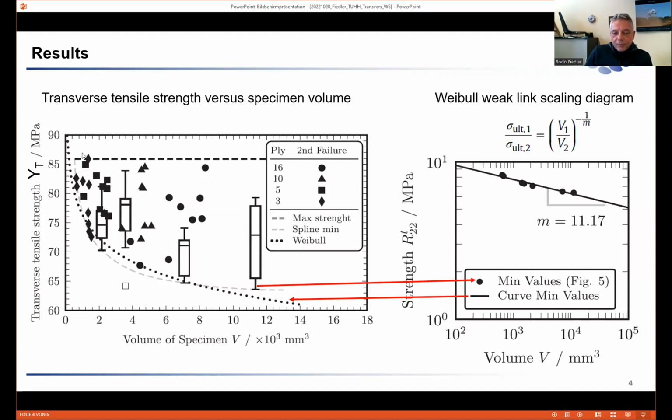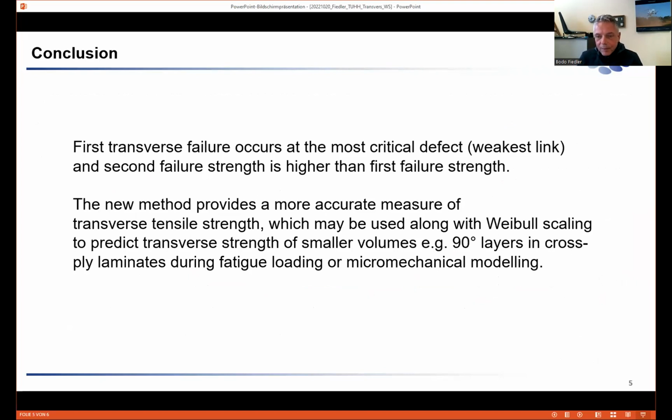And in fact, for the second floors, we can almost reach, in a couple of cases, very high values. So to predict these data, we just need to concentrate on the low strength, transverse strength values. That was one of the conclusions. And from that, we could extrapolate, or we could fit with a Weibull distribution or Weibull function. And then we could describe the strengths in small volumes.